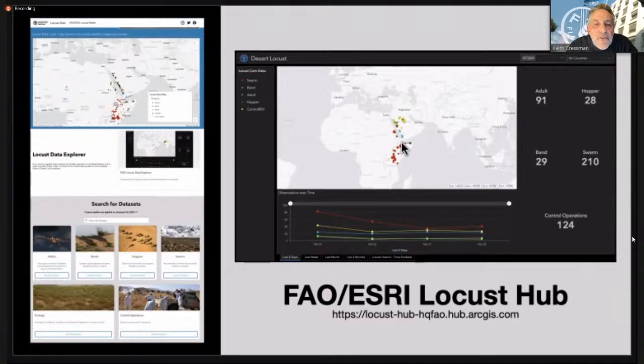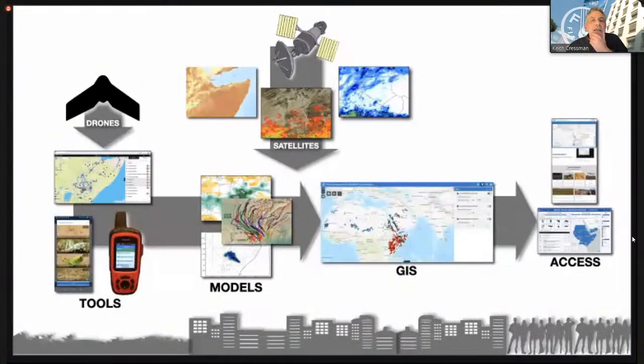They can download the data and analyze it themselves in their own GIS information. So this is the FAO Esri Locust Hub where you can find that information. So this is then, in my last slide, just an overview of everything that I've presented to you to try to show you how it all fits together.